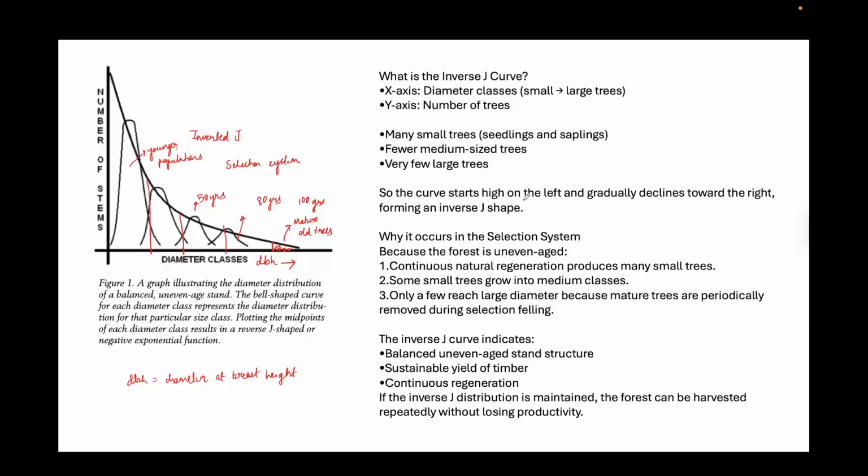So the curve starts high on the left and gradually declines towards the right, forming an inverse J. Why does it occur in the selection system? Because the forest is uneven aged, as I was explaining. Continuous natural regeneration produces many small trees. So due to natural regeneration here, you produce many small trees.